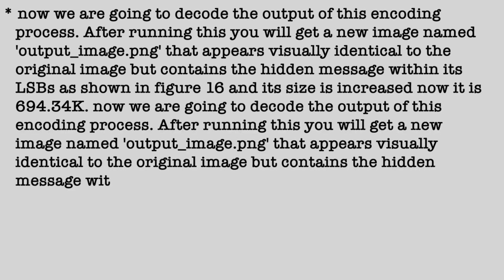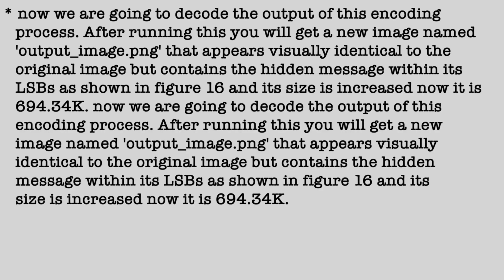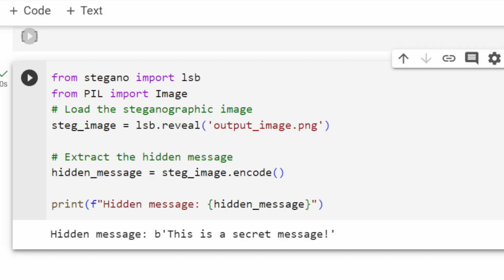Now, we are going to decode the output of this encoding process. After running this, you will get a new image called output_image.png that appears typically identical to the original image but contains the hidden message within its LSB, as shown in figure 16, and its size is increased. Now it is 694.34K.